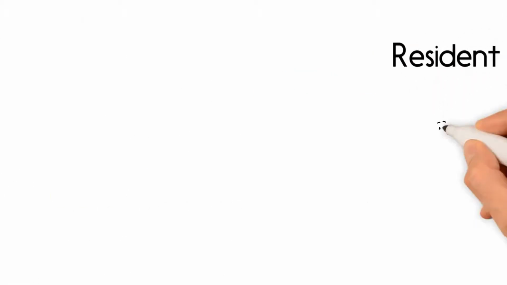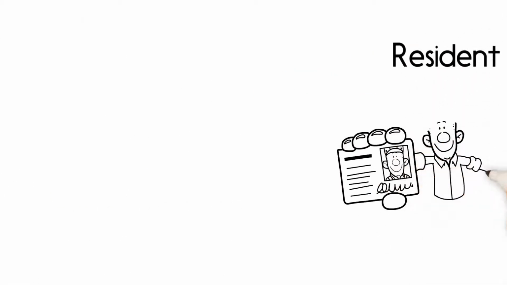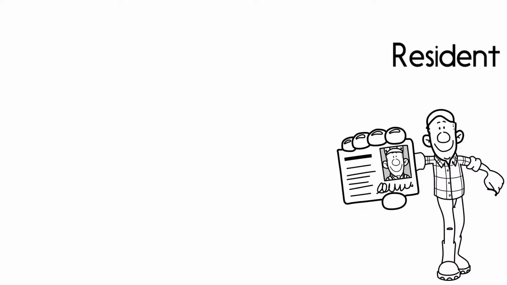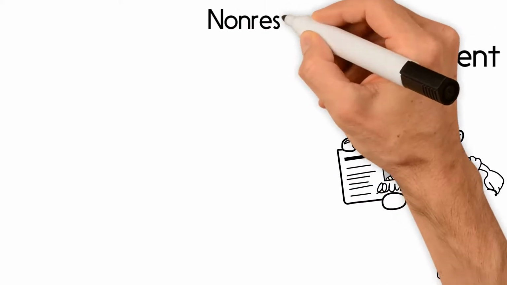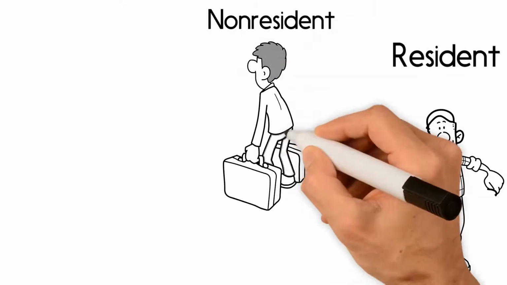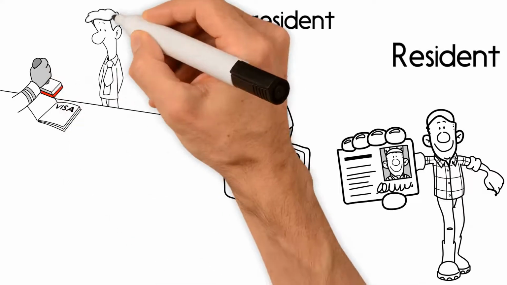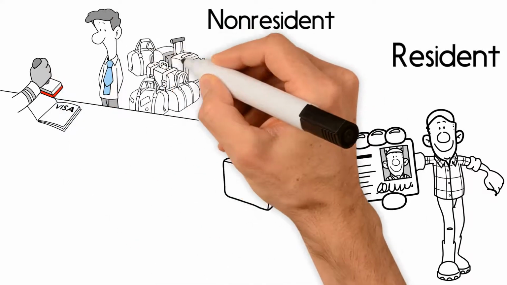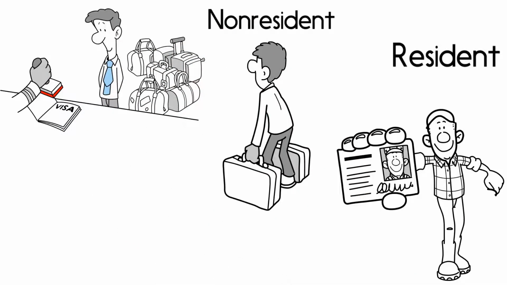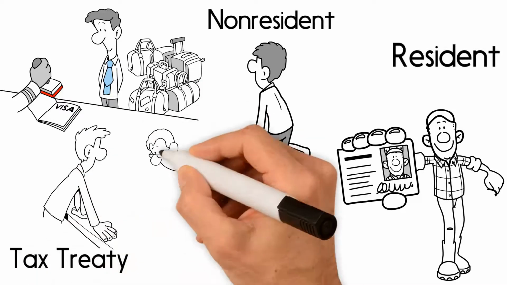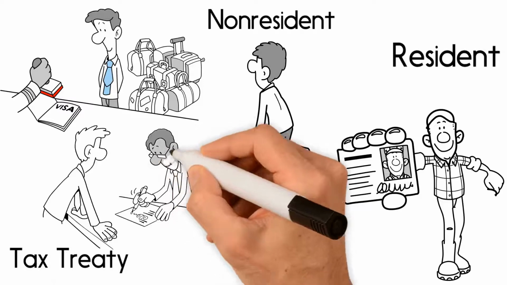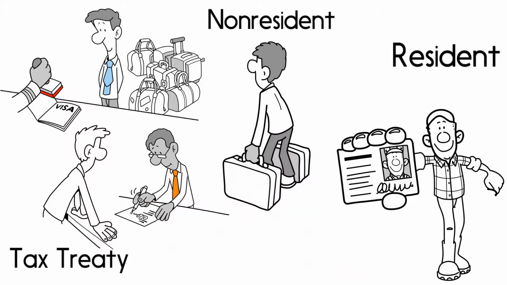Resident. Any individual with a green card or who has permanent residence in the U.S. but does not have citizenship. Non-resident. Any individual who's not a U.S. citizen or resident. International students holding F1 visas or have OPT status are non-residents. Tax treaty is an agreement between two countries which gives benefits that can reduce the amount of income a non-resident is taxed on.